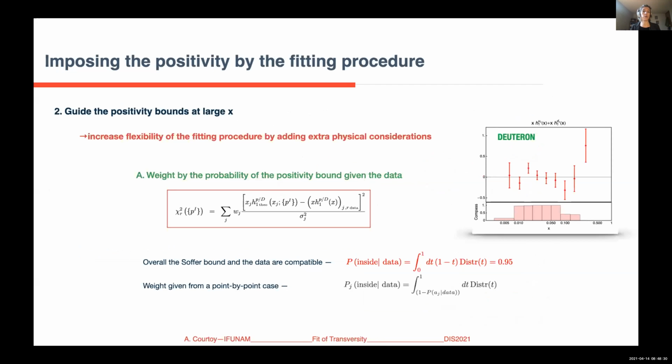So the other thing that we can do, and that's what we've done in this paper I just mentioned, is instead of imposing the positivity by the functional form, we put it in through the fitting procedure. And we do it in 3 different steps. So the first step would be to understand what is not quite right. What is the tension? How tense is it, right? So what is the difference between those data and the softer bound?